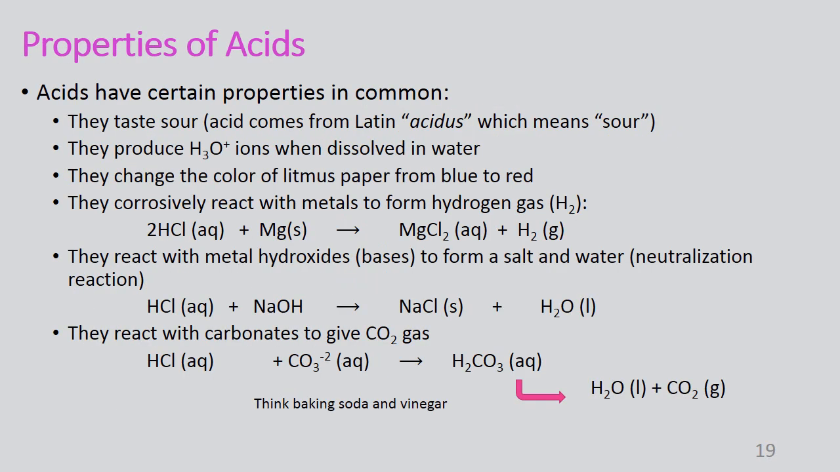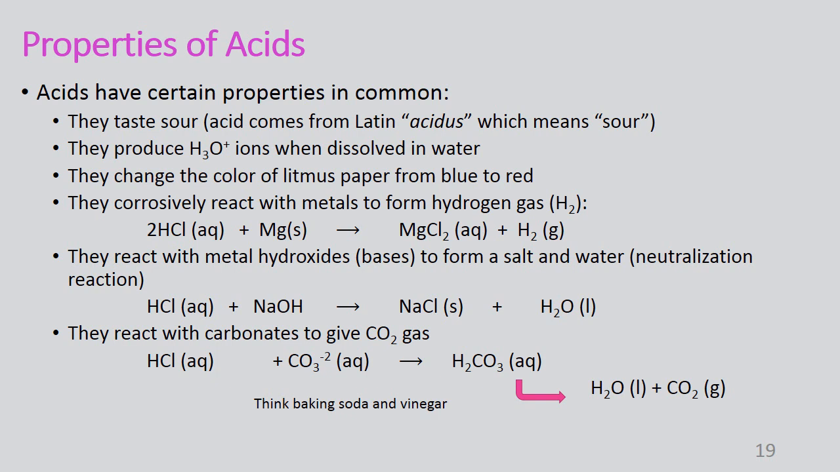All right, so before we end this little section, let's talk about the properties of acids. Most acids have these certain properties in common. They usually taste sour. You can think about citric acid or lemons, of course, all of those are sour. They will produce H3O plus ions when dissolved in water. They change the color of litmus paper. Litmus paper is an indicator, and you might look it up online, but it will turn from blue to red. If you start with blue, it'll turn red.